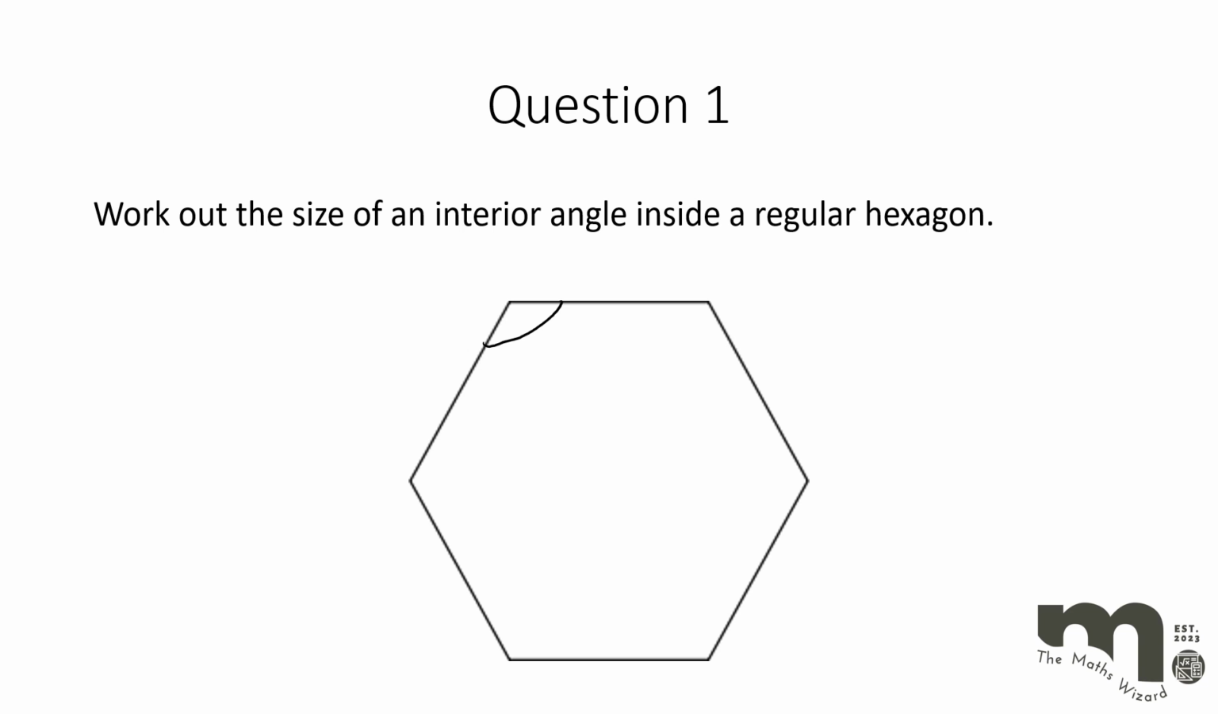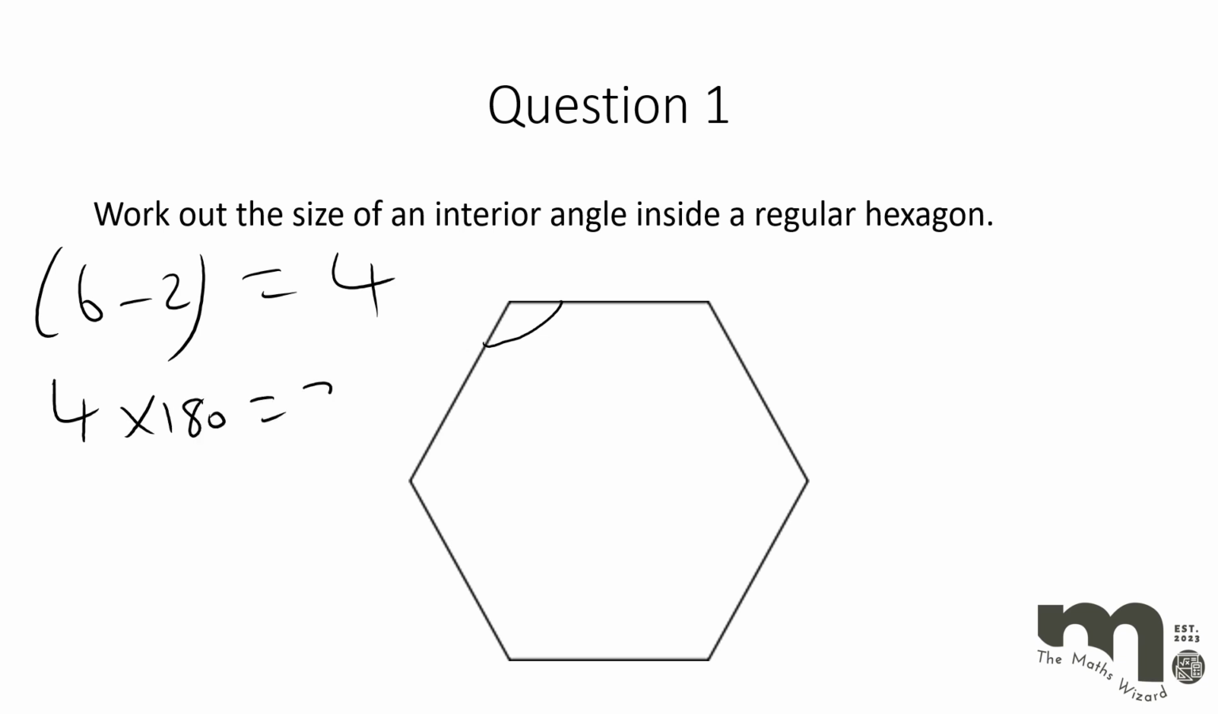Okay, so first of all, we can see this has 6 sides. So if we do 6 take away 2, that gives us 4. Then 4 times 180 is 720. So all of the 6 angles will add up to 720 degrees. If we then divide that by 6, that will give us 120 degrees there.